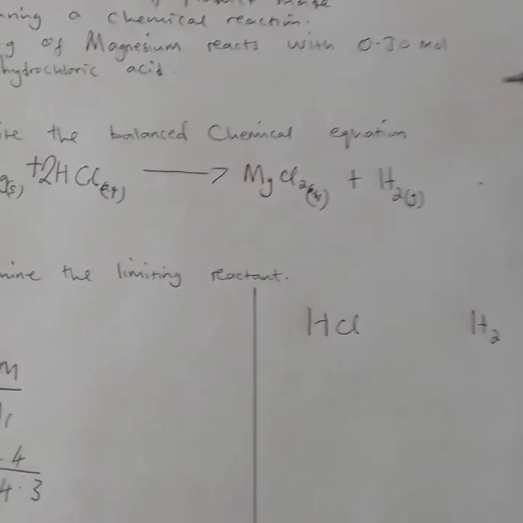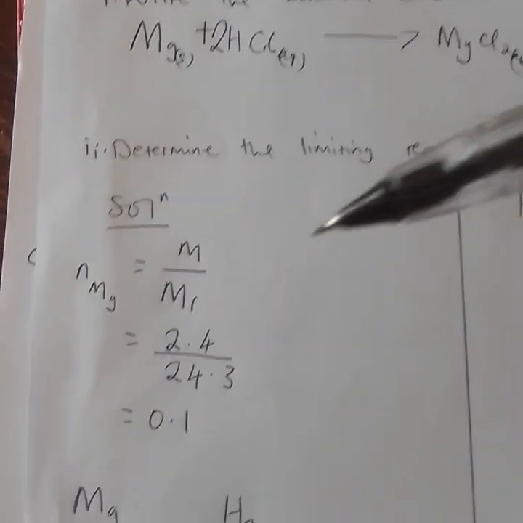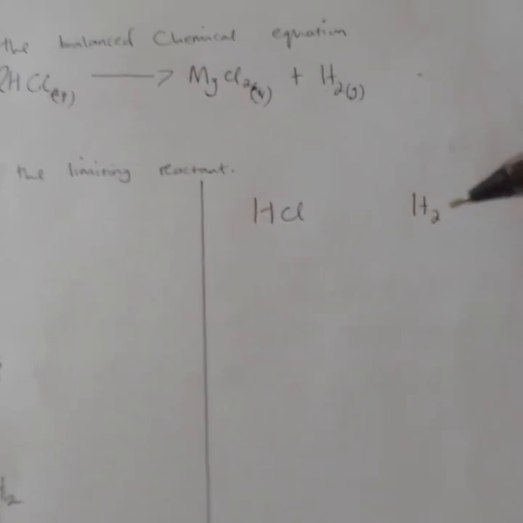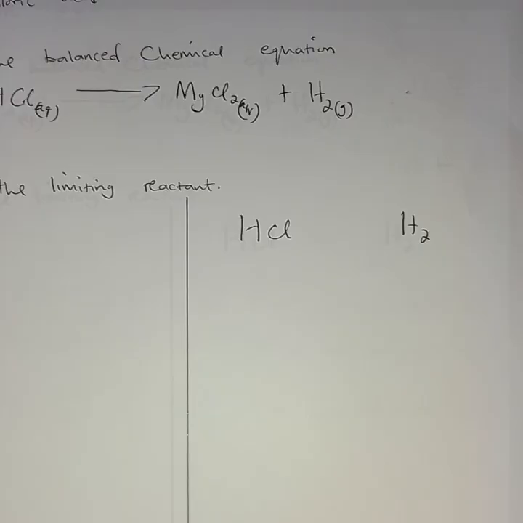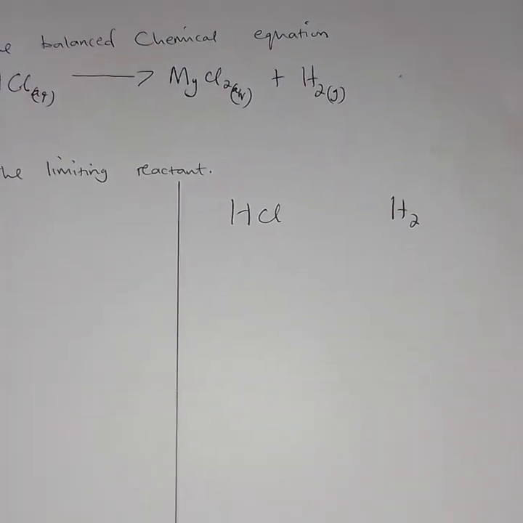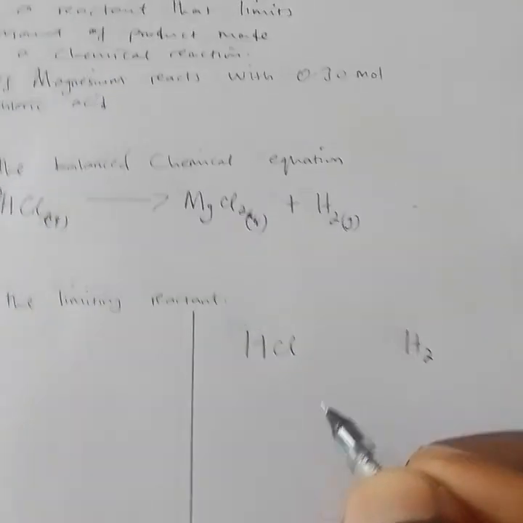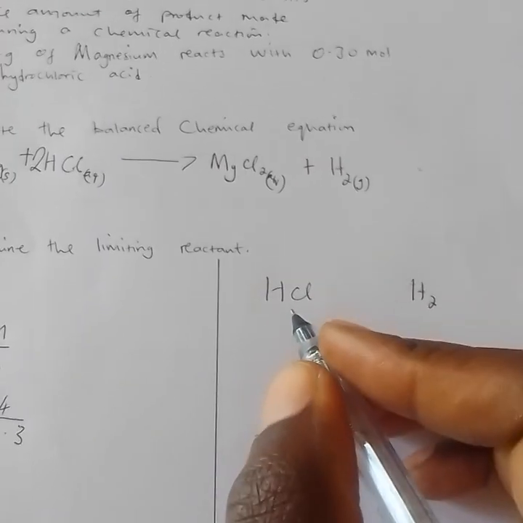So on comparison, you can choose any product of your choice. Since at first I chose hydrogen, on the second one I need to choose the same hydrogen because we're comparing. I need to choose the same product. So hydrogen, we have the number of moles, which is 0.30.